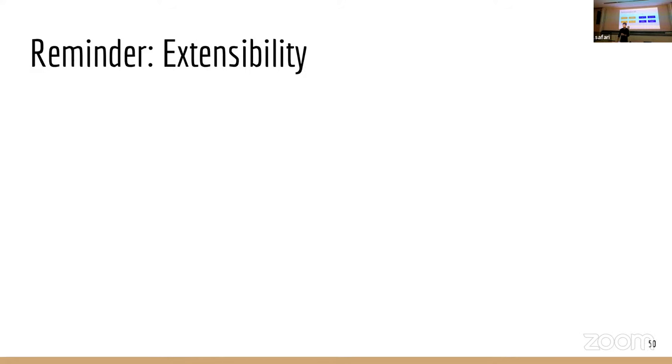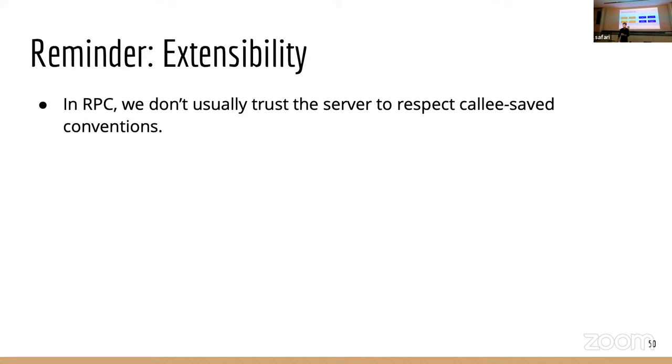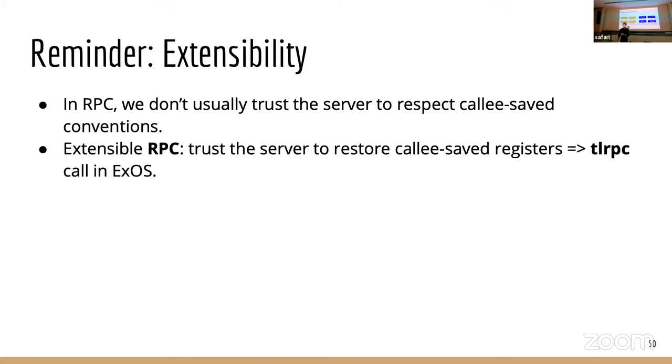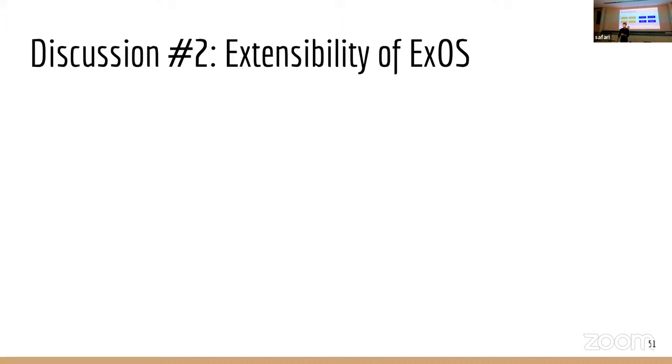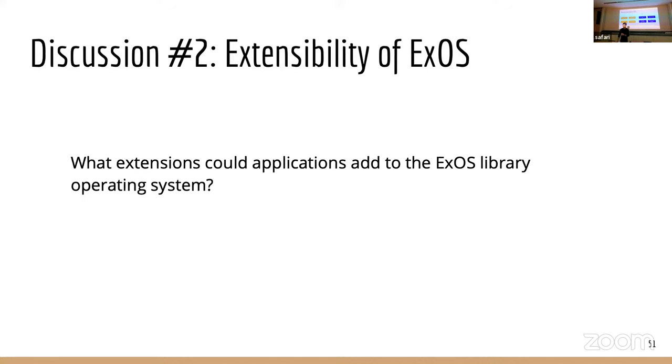A small reminder on the extensibility part: in remote procedure calls, we don't trust the server to respect callee-saved conventions. So we devised this trusted lightweight remote procedure call in XOS. And we also saw that these extensions are very feasible and lead to very significant speedup. So with that small reminder, my question for you is, what extensions could applications add to the XOS library operating system?